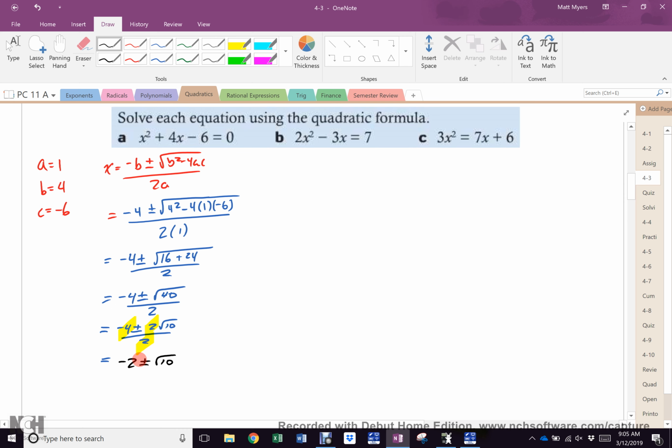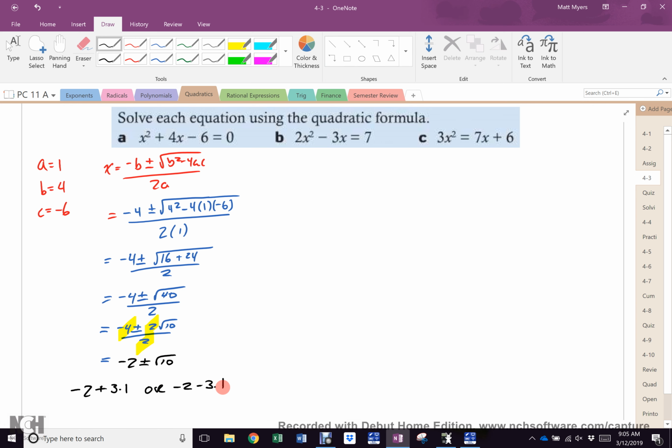Exact answer or approximate answer? Exact answer. Math class answer. Physics class answer? No. What is the root of 10? It's a little bit more than 3, right? So if we got out our calculator, it would be like 3.1, yeah? So it would be -2 plus 3.1 or -2 minus 3.1. Everybody good?